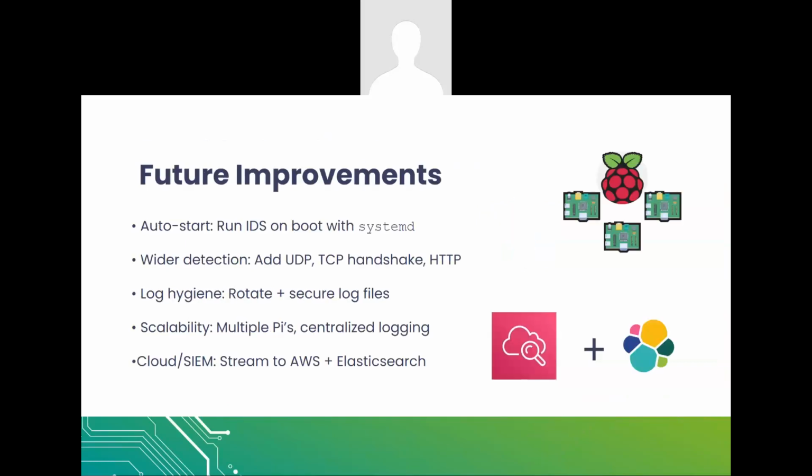Now, going forward, I want to change the system in a few ways. The first way is to create a systemd service to run the IDS on boot, without the sudo command, so I don't have to start it manually. I then want to expand the detection, maybe add UDP packets, monitor full TCP handshakes, and eventually look at HTTP payloads as well. I then want to rotate the logs and restrict access permissions for better security. And lastly, I would like to scale the project, deploying multiple Pi sensors and centralizing logs to a single dashboard.